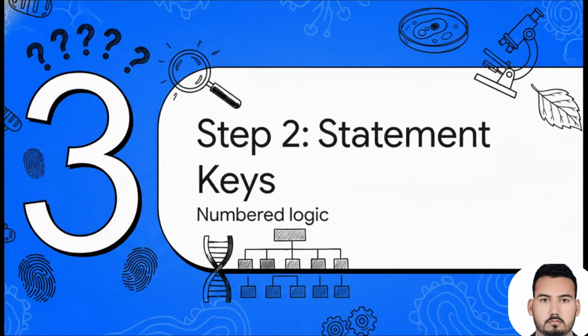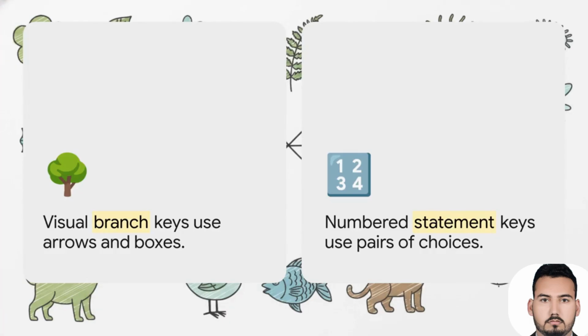Which brings us to part 3. Step 2. Statement keys and numbered logic. Now, please do not let this next part intimidate you. I promise, this is the exact same detective work using the exact same logic, it's just dressed up in a different outfit. Here is a side-by-side comparison to prove it.